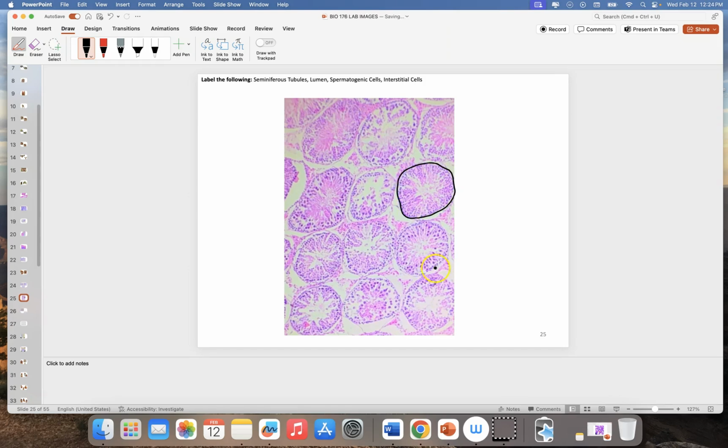So here's one here. Here's another one here. All of these circular structures, I've just outlined two, but all of these circular structures are going to be our seminiferous tubules. And we can see that we have a space in the middle, and our space in the middle is going to be the lumen.